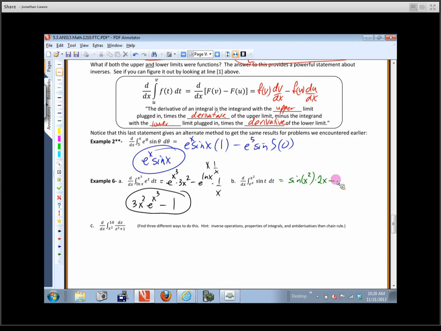Minus the integrand with the lower limit plugged in. So that's going to be the sine of e to the x times the derivative of the lower limit. So that's going to be e to the x. If we clean that up just a little bit, which we should, we're going to end up with something that looks like this. But that's it. That's the answer.